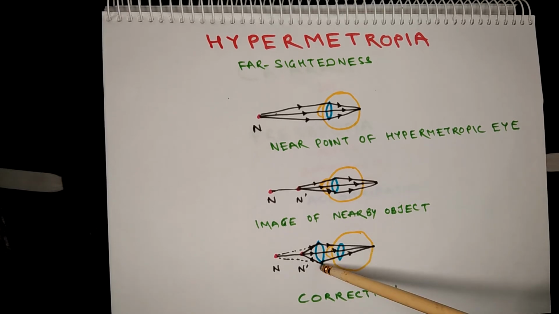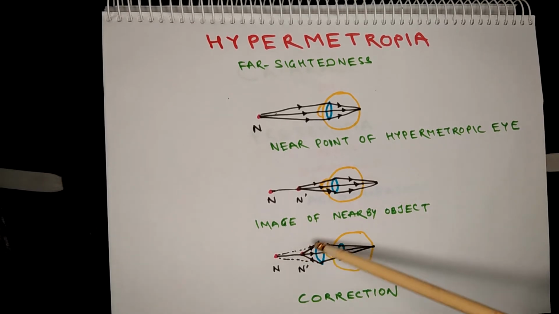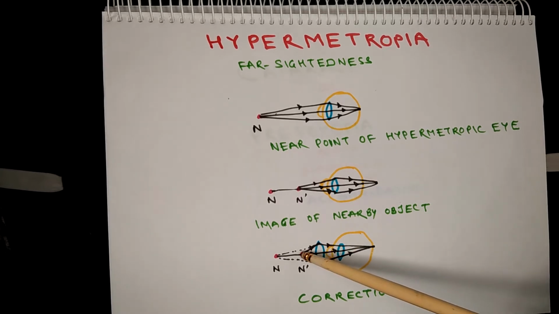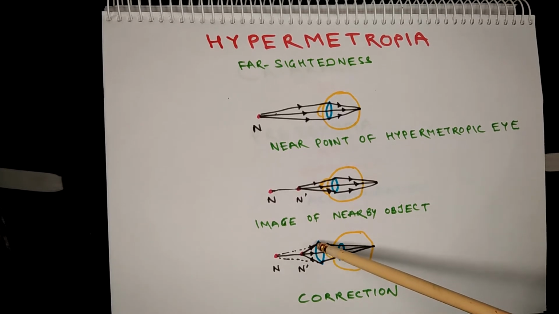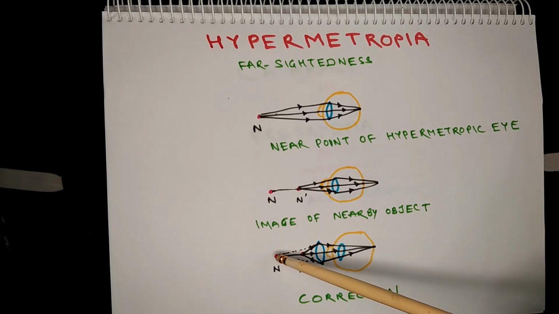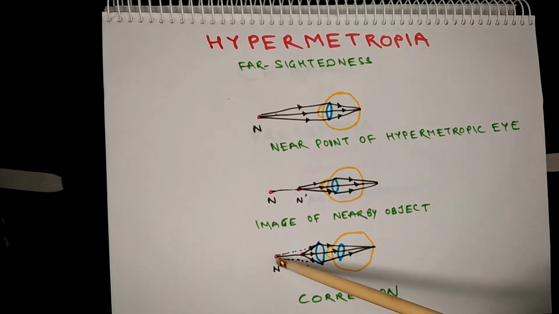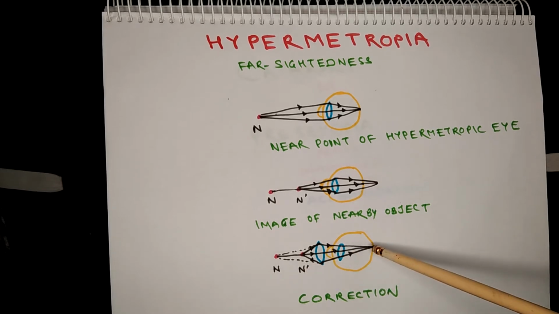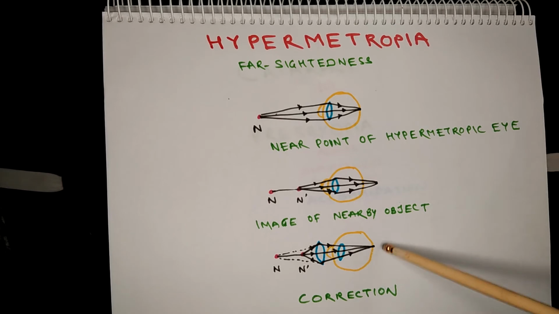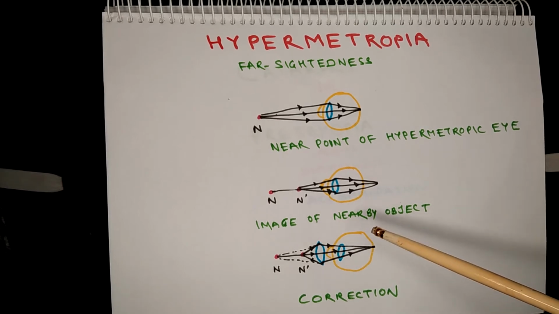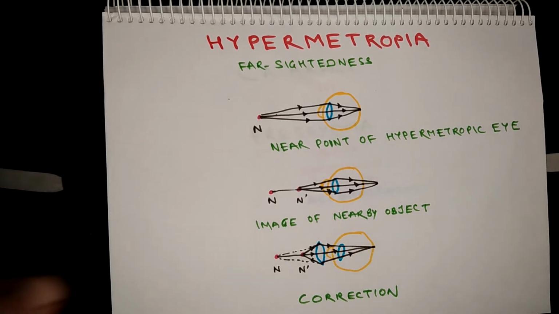So what does this convex lens do? These are the rays of light coming from the near point of a normal eye, and because of refraction from this lens, they appear to be coming from the near point of the hypermetropic eye, and the image is now formed on the retina. Due to this, the hypermetropic person is able to clearly see a nearby object.